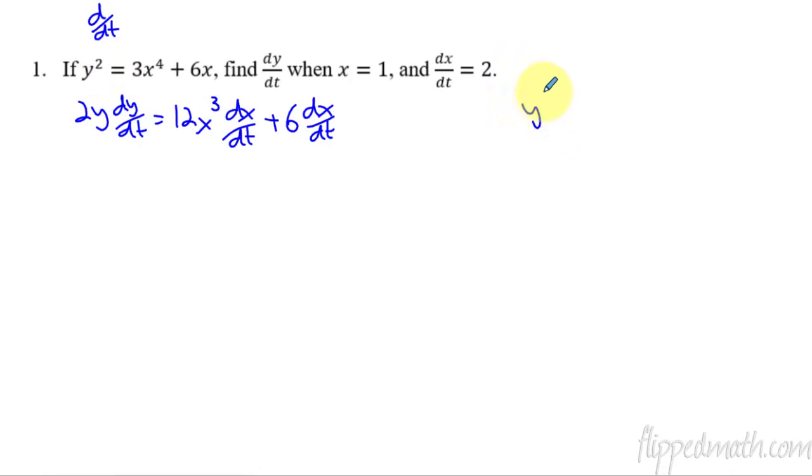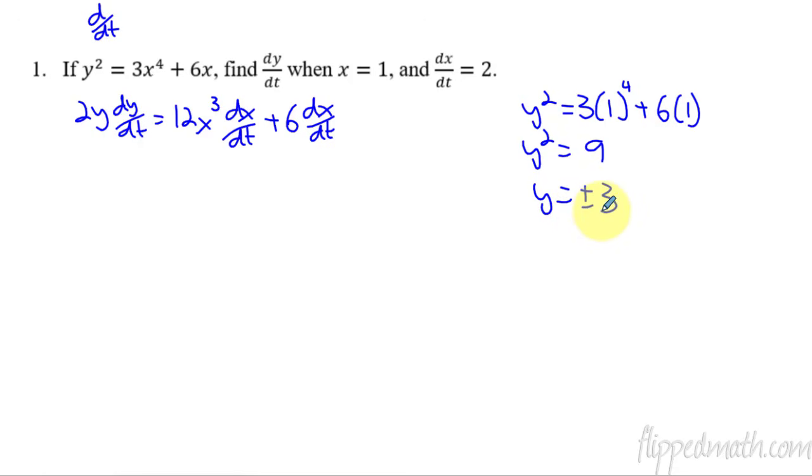So you take the original equation, which was just y squared equals 3x to the fourth, well, we know that x is a 1, plus 6x, and again we know that x is a 1. So you plug in the values that you know, and then we can figure out, so y squared equals 3 plus 6, which is 9, and so then y would equal plus or minus 3.